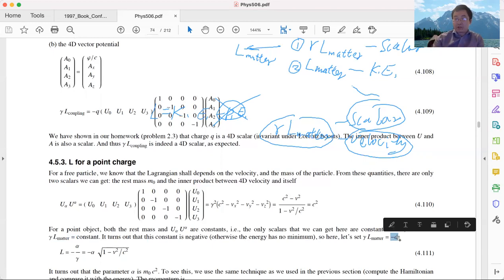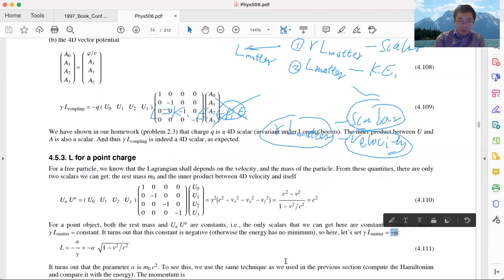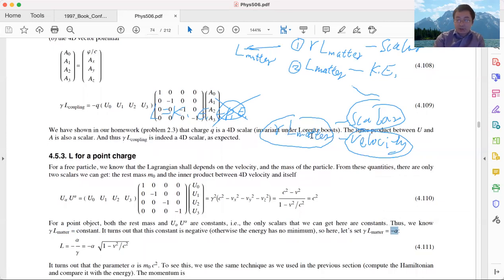So alpha is a positive value. The bottom line: gamma times L must be a scalar, and the only scalar we can have here is a constant. It cannot vary with time, and cannot vary with x, y, z, or t. It must be a constant, and it must be a fundamental constant. We don't know its value yet, so I will call it minus alpha.